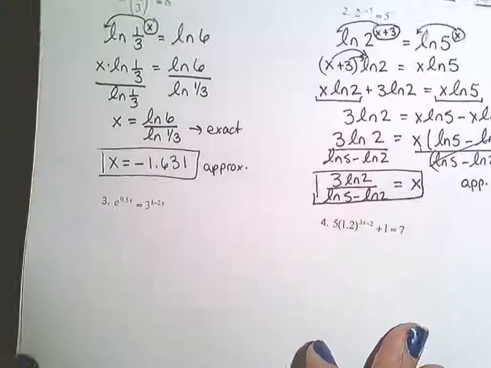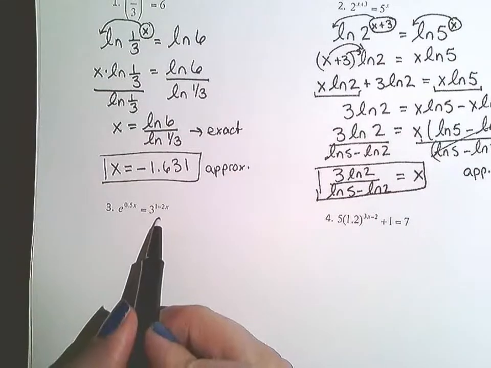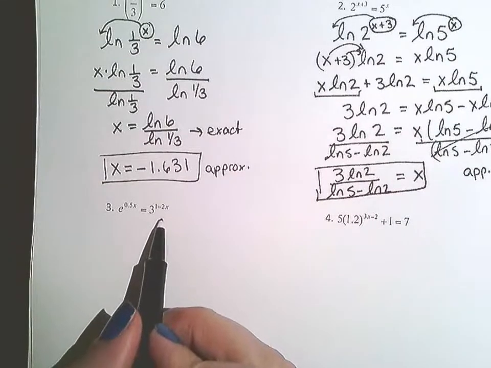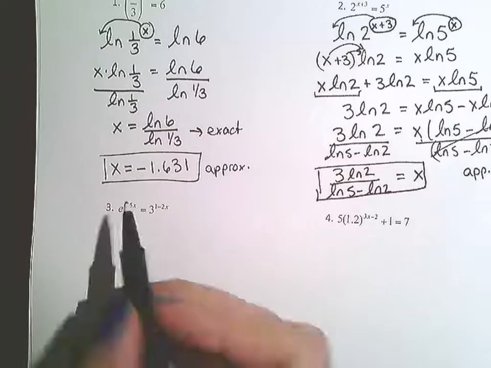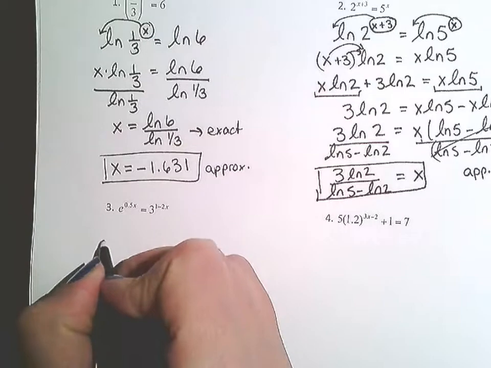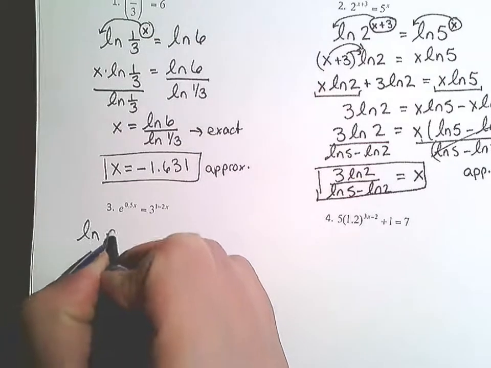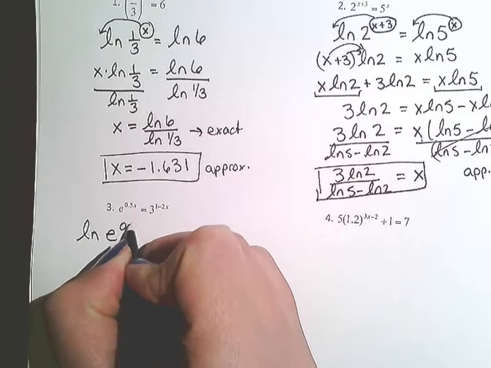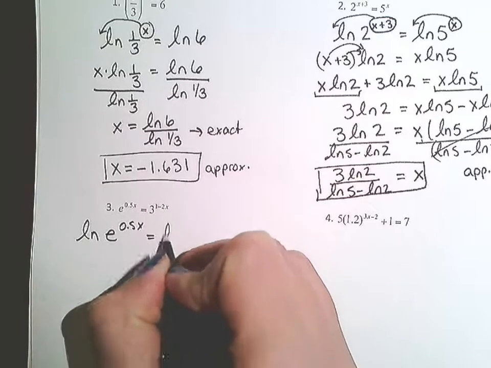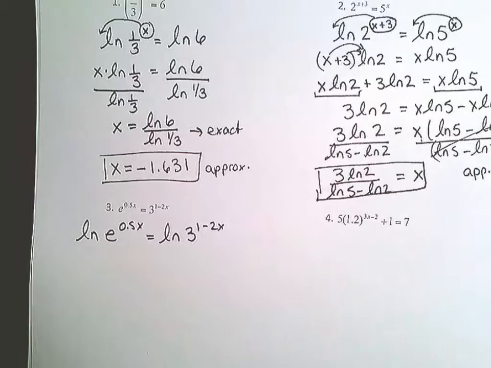Okay. Now, something funny is going to happen here, but it's going to be to our benefit, and you'll notice in a minute. So again, can't get a common base between e and 3. So what I'm going to do is I'm going to use ln again. So ln of e raised to 0.5 to the x equals ln of 3 to the 1 minus 2x.